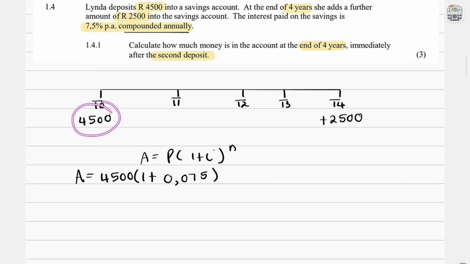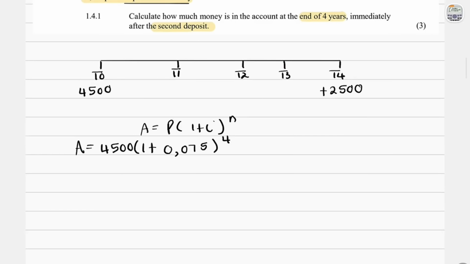And then raised to the power of. You're going to look at this deposit of 4,500 and ask, how long did this stay in the account for? Or how many years worth of interest did it gain? That's 1, 2, 3, 4 years worth of interest. So it's raised to the power of 4. But then she still has this money come in, and it doesn't gain any interest because she deposited it at the end of the 4 years. So it's going to be plus 2,500 with no interest attached.